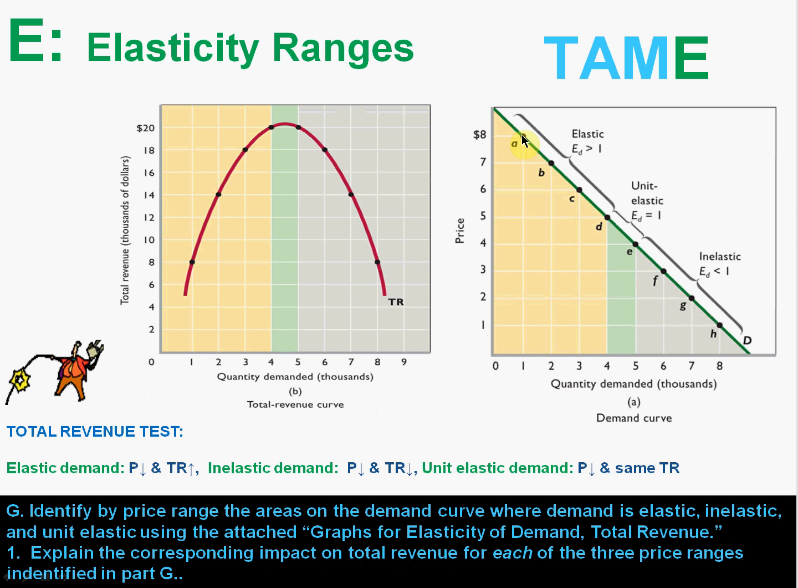Okay? Now, between A and B, that's a segment of the demand curve. Between A and B, this is an elastic portion of the demand curve. How do we know? Well, there's a couple ways of knowing. You can either do the math or you can use the total revenue test. Now let's go through both.